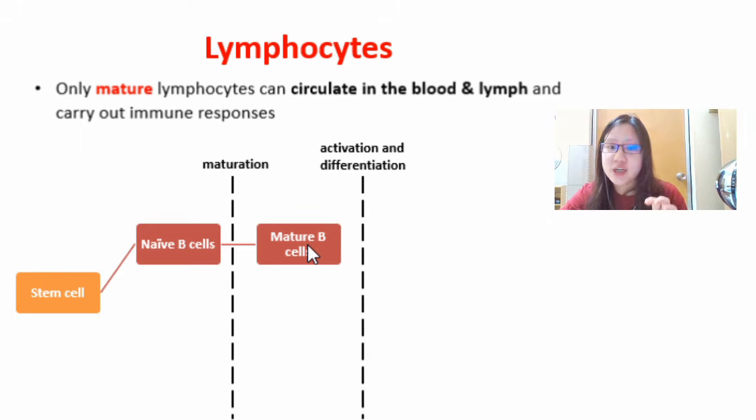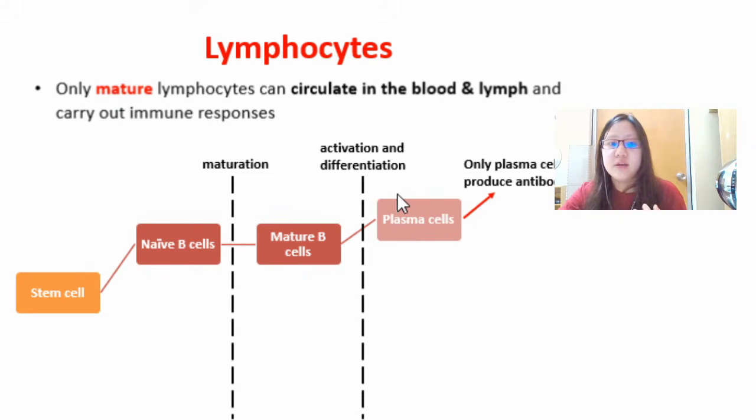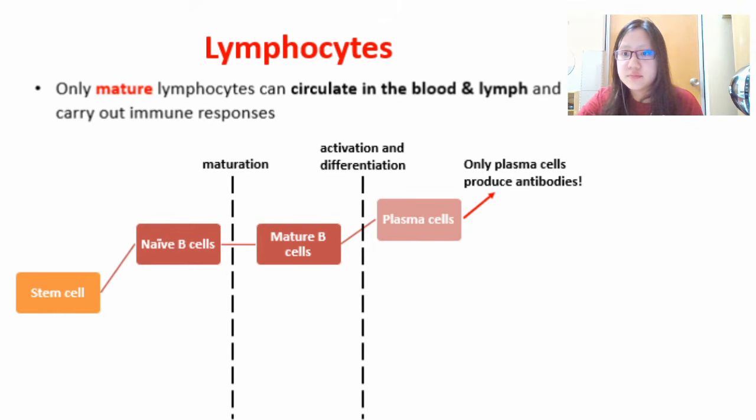When the pathogen that it is specific to attacks the body, then it will get activated to form plasma cells, which are still B cells, but a specific type of B cell. These plasma cells can produce antibodies. And also, mature B cells will differentiate to become B memory cells, which do a different function.